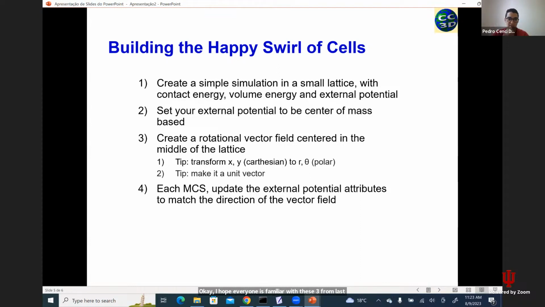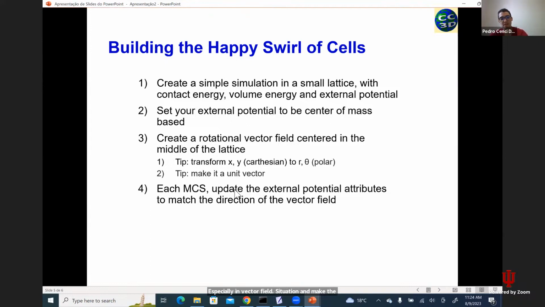Then set external potential to be center of mass based. This is not extremely important for the model to work, but this is a nice tip I give for you. Use center of mass rather than pixel based. Create a rotational vector field in the middle of the lattice. So I have two tips. The first one is use polar coordinates instead of Cartesian coordinates, because it's much easier to build a circular structure, especially in a vector field situation, and make the vector a unit vector.